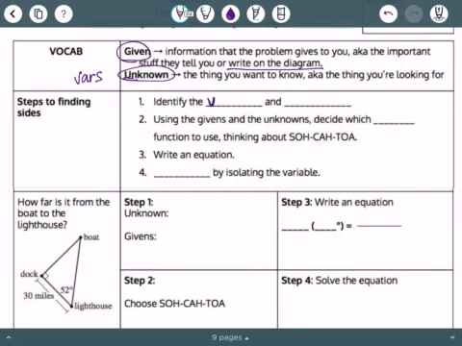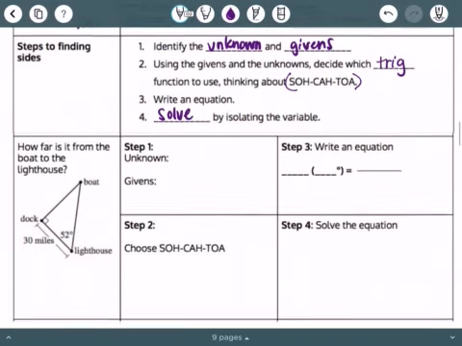First thing we're going to do is identify the unknown, so that we know what we're looking for, and also the givens, the things that they tell us. Then using those givens and the unknowns, we're going to decide which trig function to use. So we're thinking about SOHCAHTOA here. We're not going to think about secant, cosecant, and cotangent, but in the future you might in another class, especially if you take a trigonometry class. The third thing is to write the equation, and the fourth thing is to solve that equation. So we see a really good example here of this type of problem.